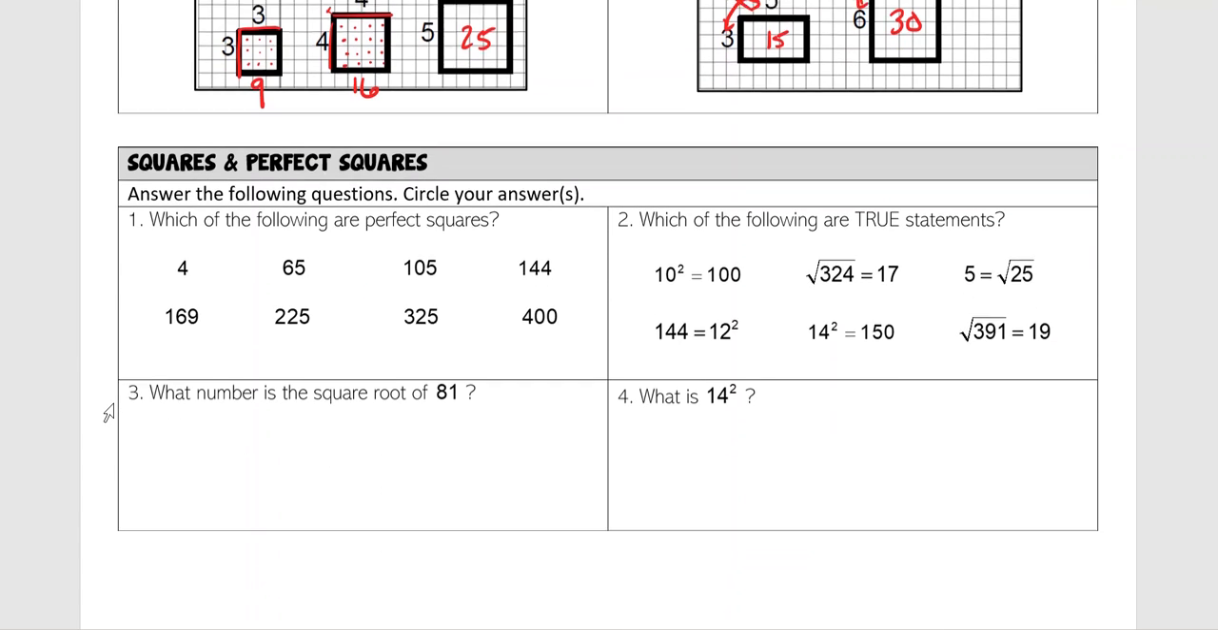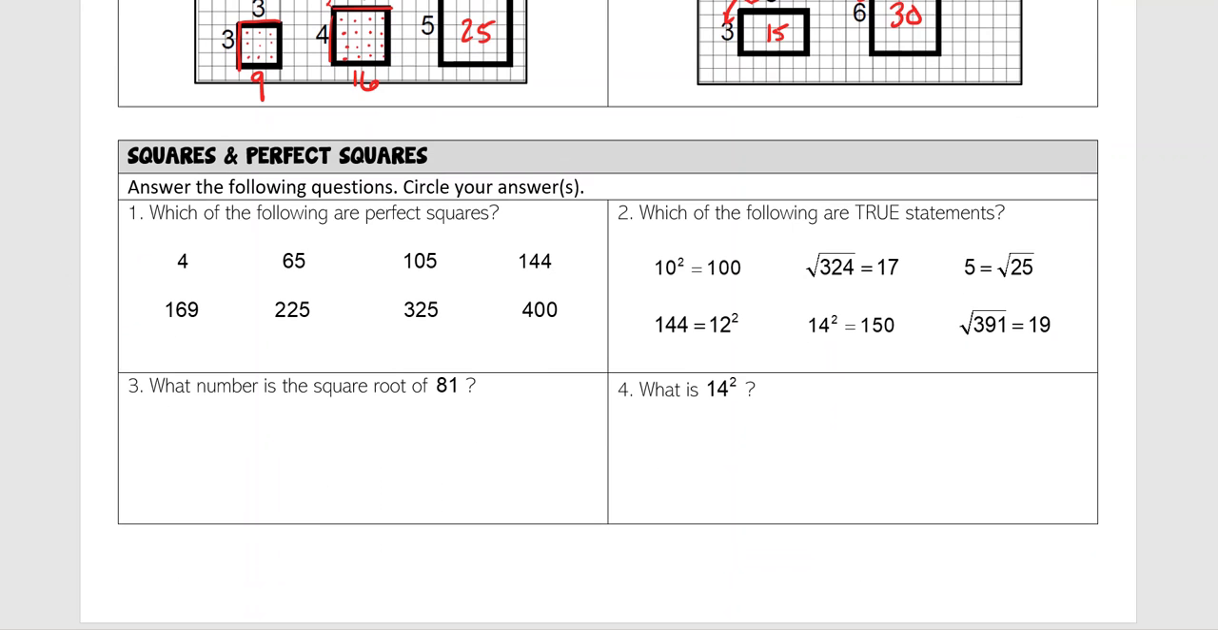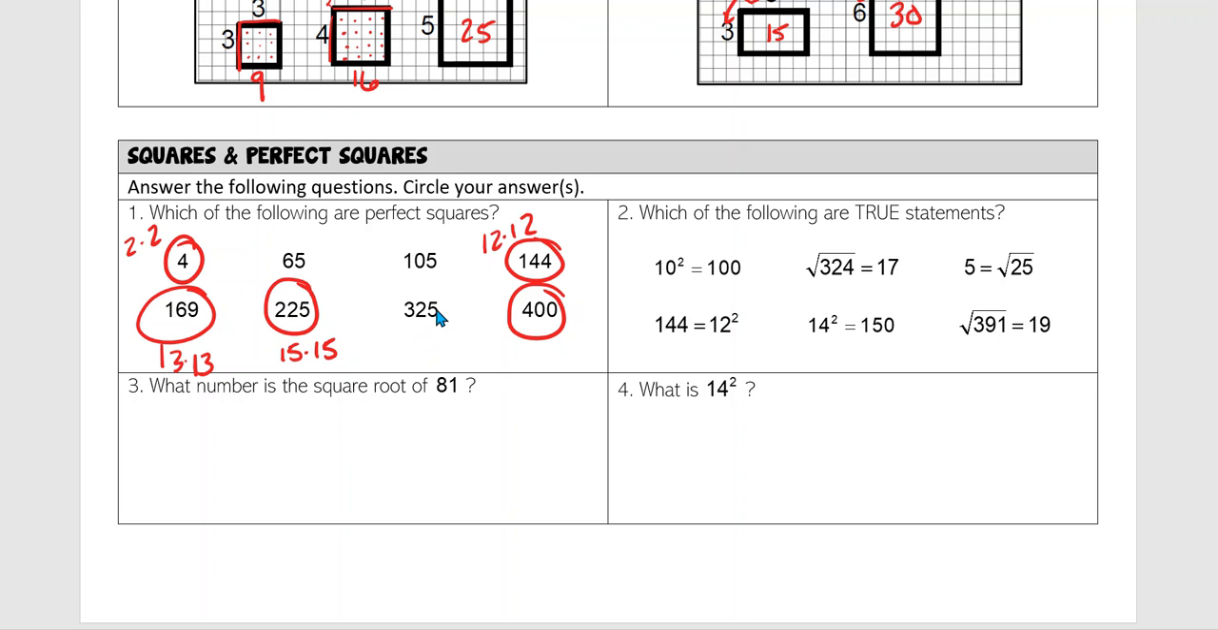So some questions we might see like this, if we look at the first one, which of the following are perfect squares? So use the chart at the top of your packet, pause the video, and circle the squares. All right, so if we look at these, 4 is the same thing as 2 times 2. 65 is not on our list of perfect squares, neither is 105. 144 is 12 times 12. 169 is 13 times 13. 225 is 15 times 15. 325 is not a perfect square, it's close to 324, but it's not one here, and 400 is 20 times 20.